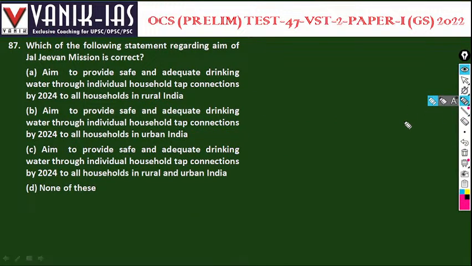Which of the following statements regarding the aim of Jal Jeevan Mission? Jal Jeevan Mission aims to provide safe and adequate drinking water through individual household tap connections by 2024 for all households. Yes, Jal Jeevan Mission, Ministry of Jal Shakti. A is the answer.